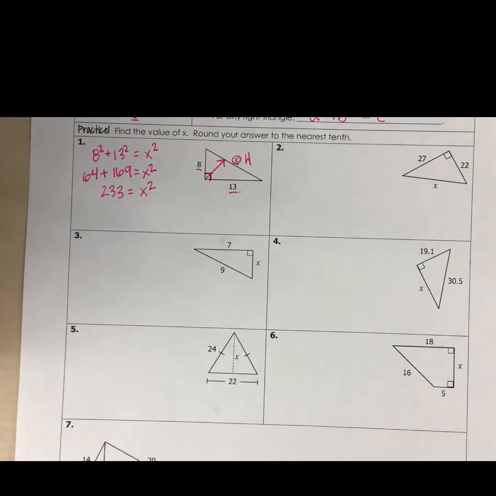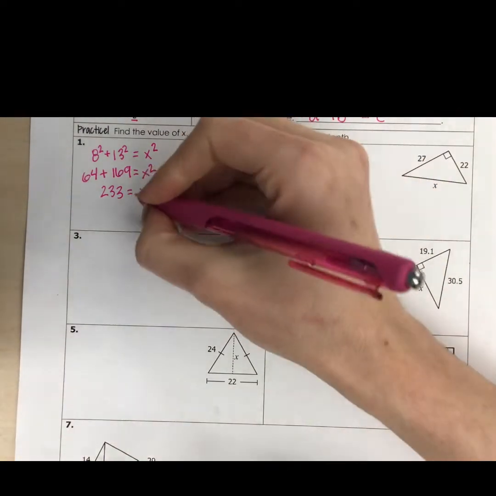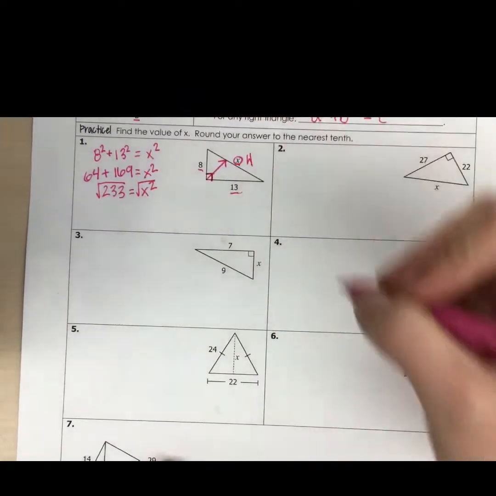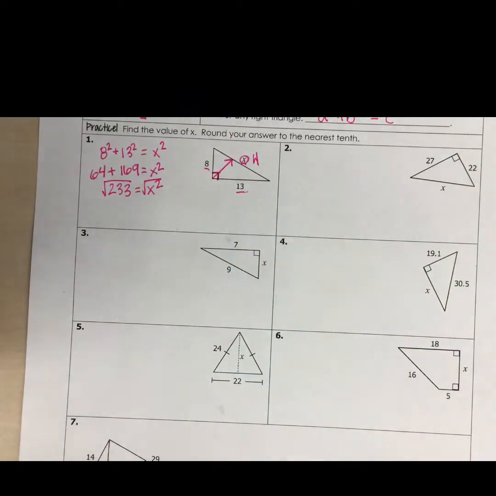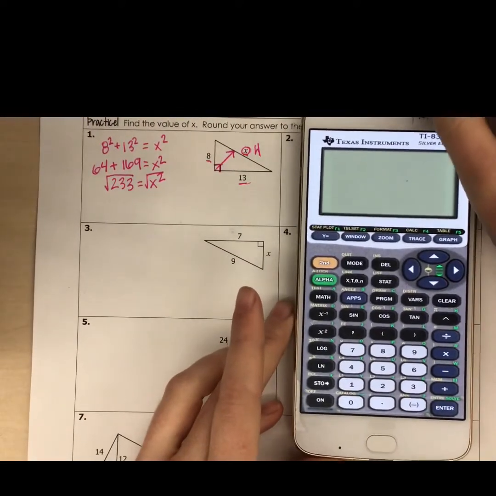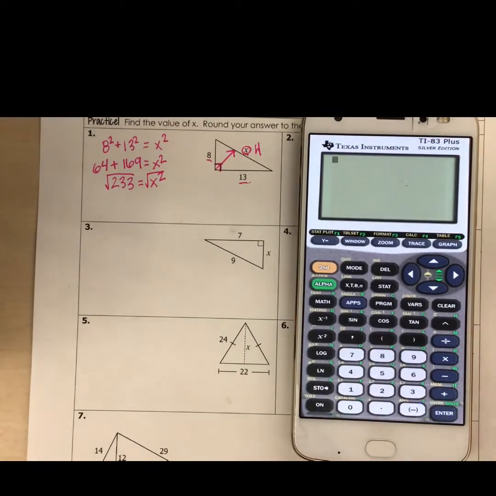Now we need to do something important here by taking the square root of both sides. So to undo a square, we've talked about how the opposite of squaring is the square root. So we're going to take the square root of both sides. And you can use your calculator, whether or not you have the calculator app I've told you to download, or you just have your own calculator, whatever it might be. We'll take 233 and the square root of that.